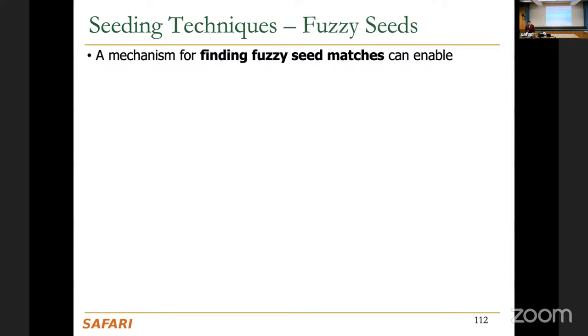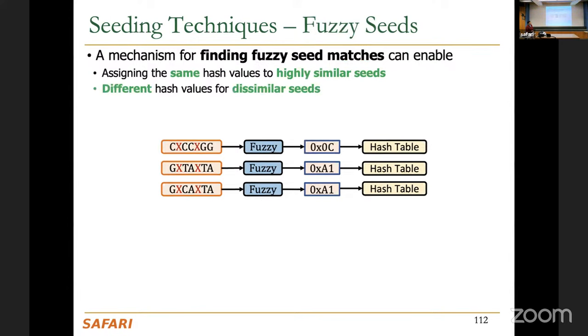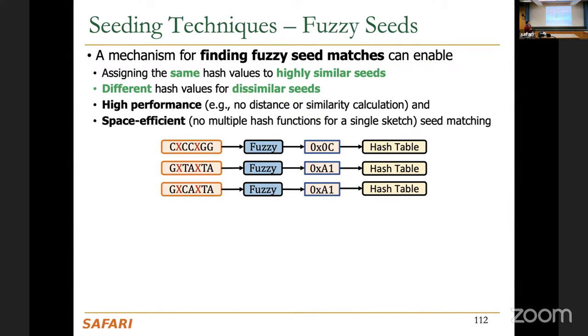So then I guess one problem for us to tackle is: how can we enable two sequences that don't exactly match, but are highly similar, to still generate the same hash value, such that mismatches can appear in any arbitrary region, while we still generate different hash values for highly dissimilar k-mers?